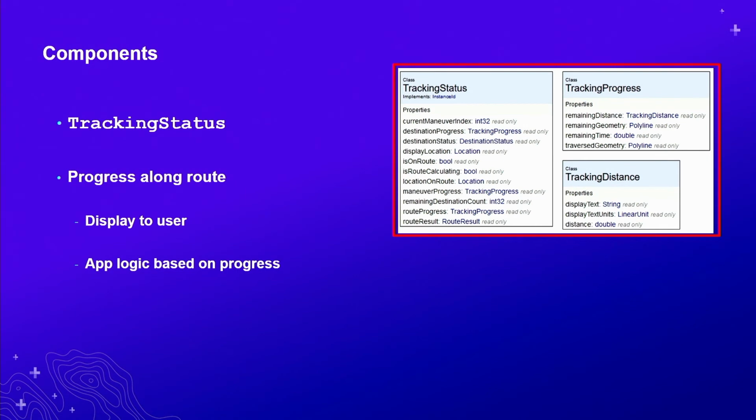Next, we have the tracking status class. This contains the information about progress along a route when a GPS location is passed in. You might display this information in the UI, or you might have some sort of application logic that kicks in based upon the value of one of these properties. I'll show you something like that later on.